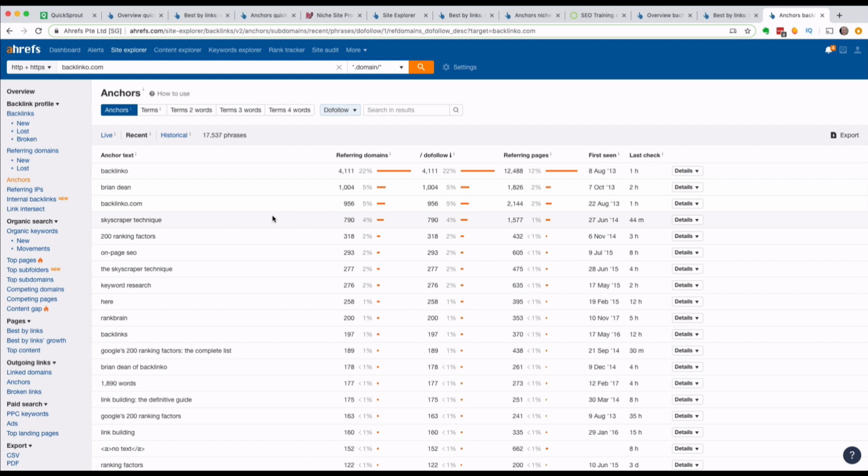So this is where I'm drawing my conclusion. A lot of links are going to be going to the homepage. A lot of the links are going to be branded, whether they're going to the homepage or inner pages, and the breakdown is probably going to be safe at a 50-50 point. So 50% of the links going to the homepage, 50% of the links going to inner pages.